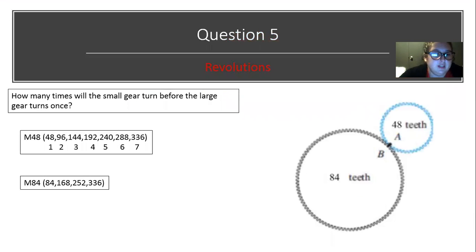So what we're going to do for this is take that smaller number, that 48, and add 48 to it 7 times, because this is the first time that we're going to get the same number for 48 and for 84. So we've got 48, 96, 144, 192, 240, 288, and 336. It only took us 4 times with the 84, but it took the little one 7 times because it's smaller and it's going to turn more than the larger one. So in 7 turns of the small one, they'll be in the exact same position as they are now.